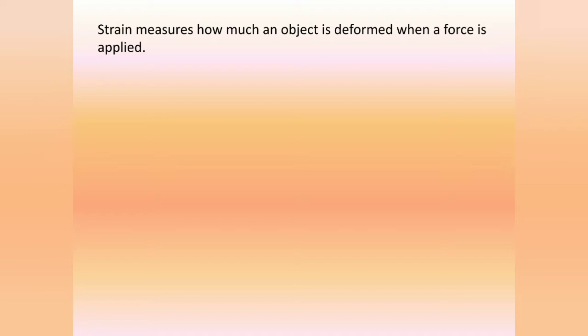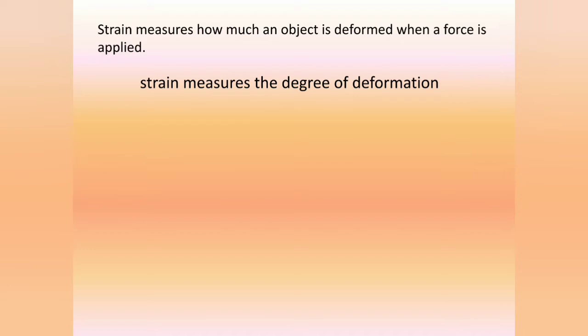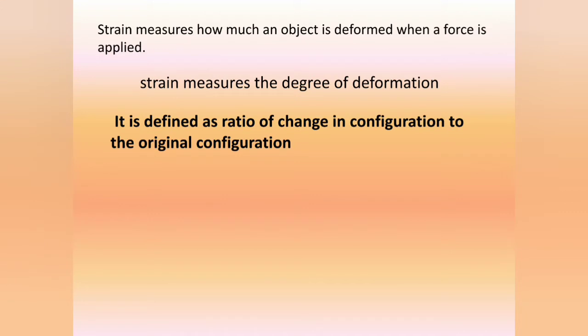In the last video, we have seen that when an object is subjected to a stress, the object gets deformed. So, how much an object is deformed is measured in terms of strain. Strain measures the degree of deformation, the extent to which the body gets deformed. It is defined as the ratio of change in configuration to the original configuration of the system. What is that change to its original value?